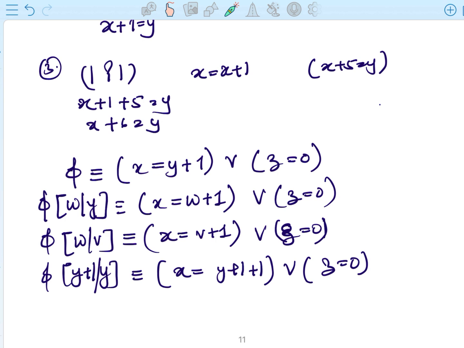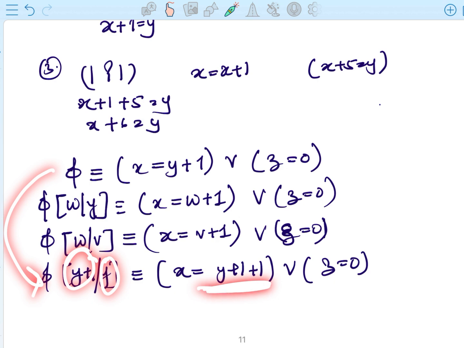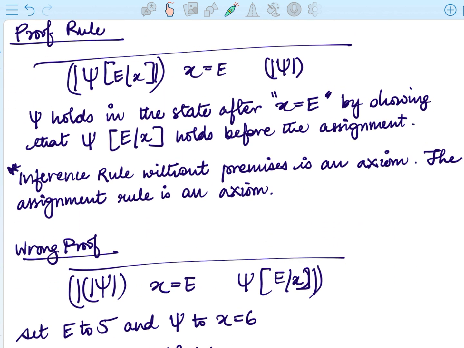Then comes a similar way, what you do is substitution. If you are talking about assignment, you're also talking about substitution in a way. Okay, so this is the formula. Here we are replacing y by w. So you see, instead of y we have w. Here we are replacing w with v. So we have v. If here we are replacing y with, this is directly here, y plus 1. So you have done y plus 1. So this is substitution. And the proof rule looks like this.